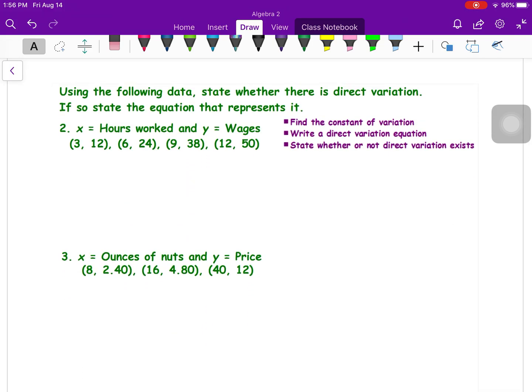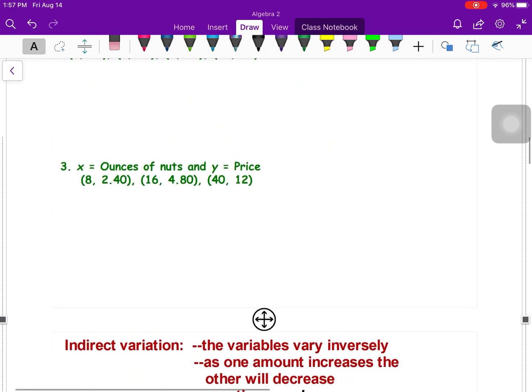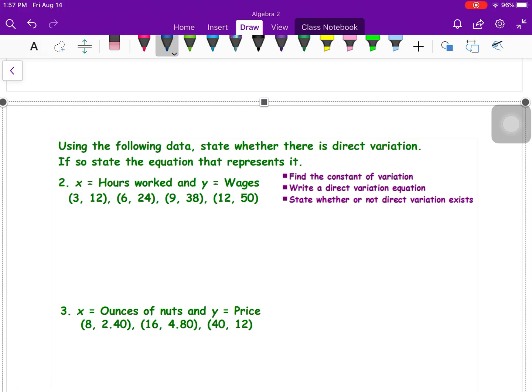It says using the following data, decide whether there is direct variation, and if there is, write the equation. So in this case, we know exactly what our x's and y's stand for. x is the number of hours we work, and y are the wages we earned. So when we worked 3 hours, we earned $12. When we worked 6 hours, we earned $24. When we worked 9 hours, we earned $38. And when we worked 12 hours, we earned $50.